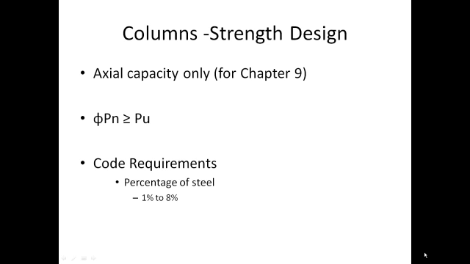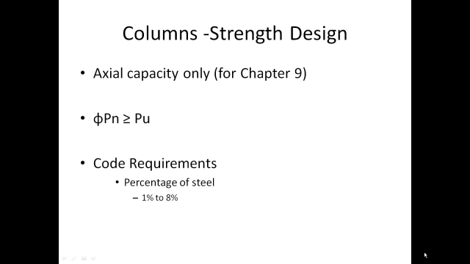When we talk about column design, like anything else in reinforced concrete design, we're using the strength design method. And we've been through this before with beams, both flexurally and relative to shear. And so we know what strength design is all about. You basically have a design capacity of your member which has to be greater than or equal to the factored or the required capacity that's on that member.